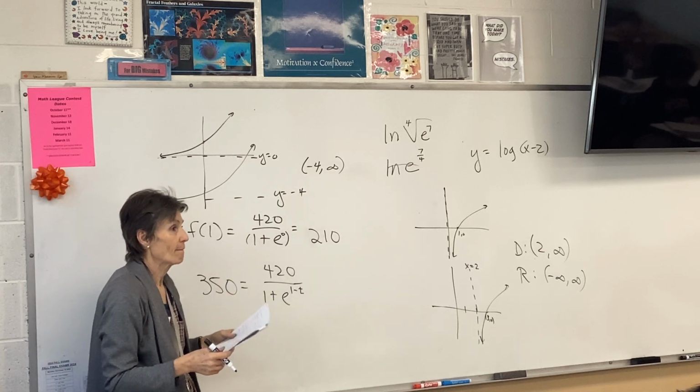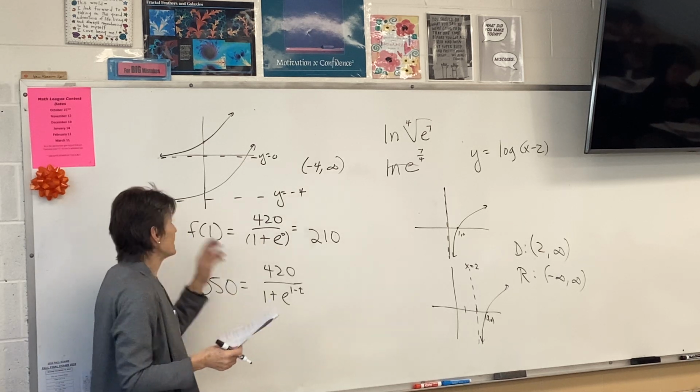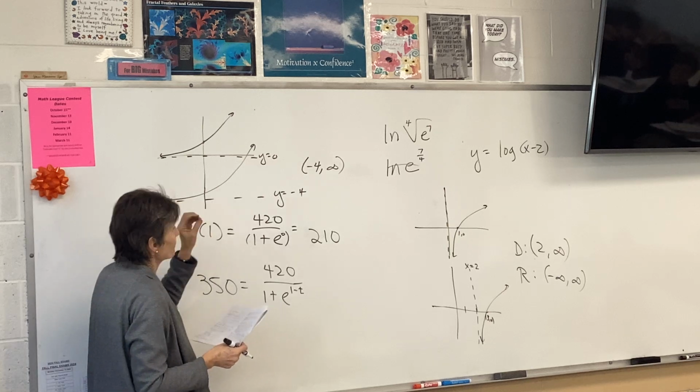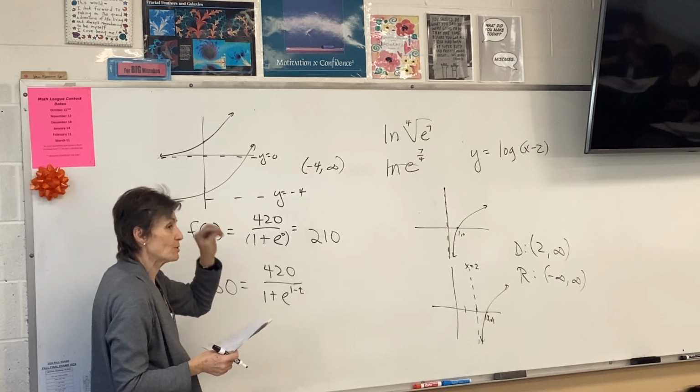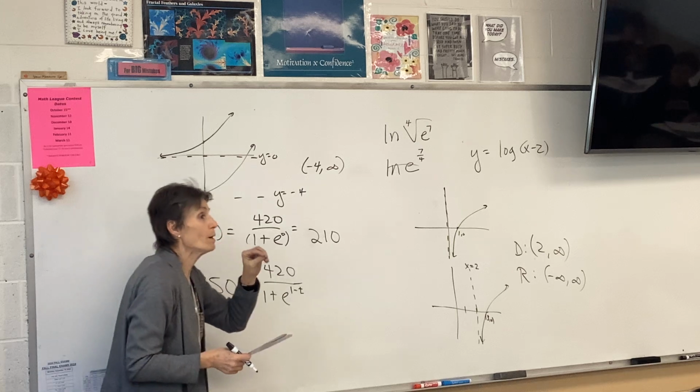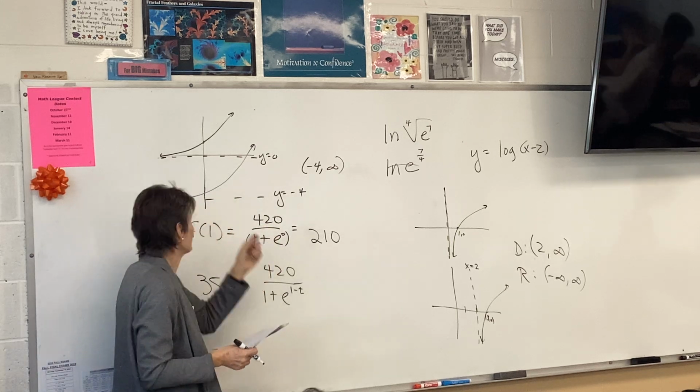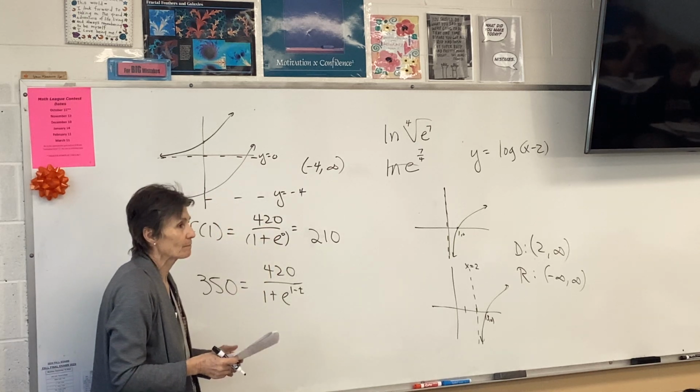Does the 3 change anything? No. If I graph 3 to the x minus 4 and 2 to the x minus 4, the individual points would be different, but the shape would be exactly the same.